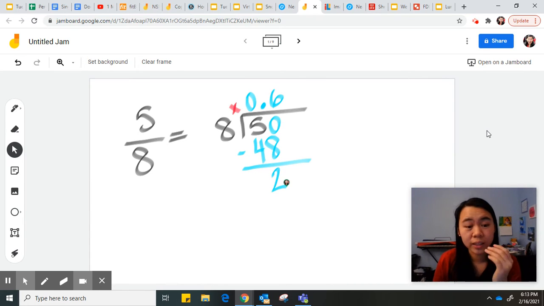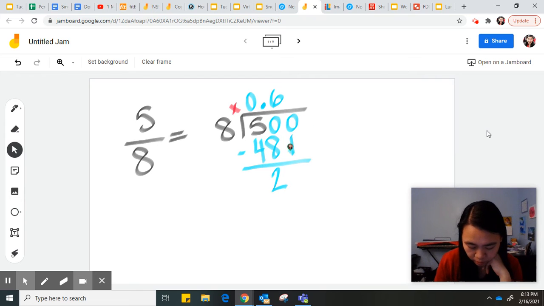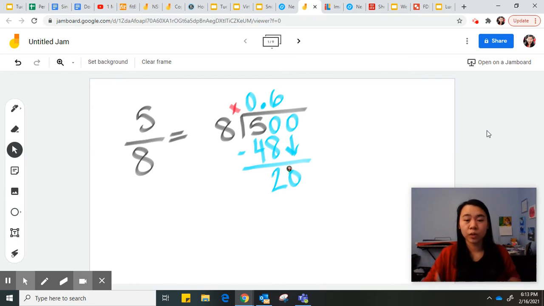Now our next step is bring down. What are we bringing down? If you have a number right here, then bring that number down. If you don't, we don't. We're going to add a 0. We're going to bring this 0 down. So now we have 20. So we just followed all of our steps. We divided, multiplied, subtract, bring down.